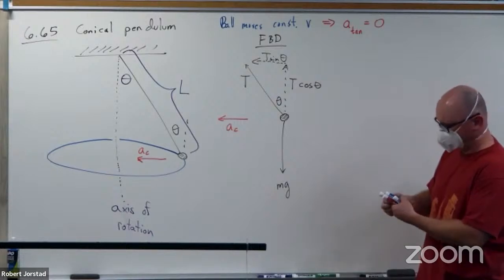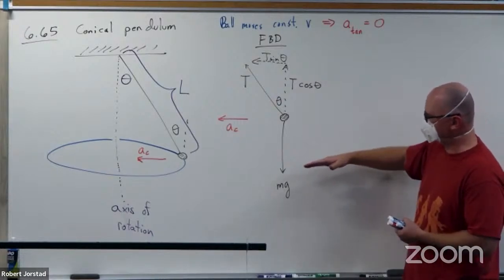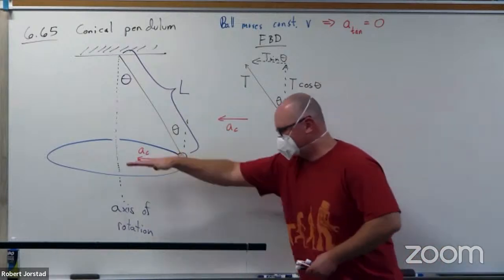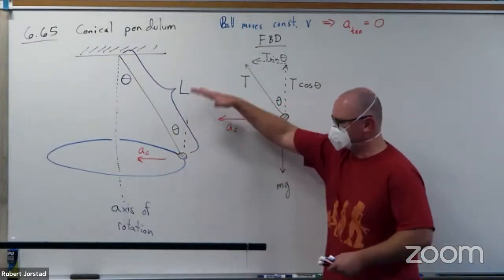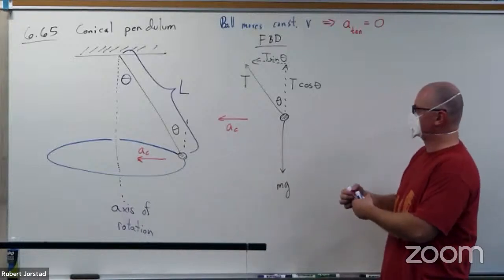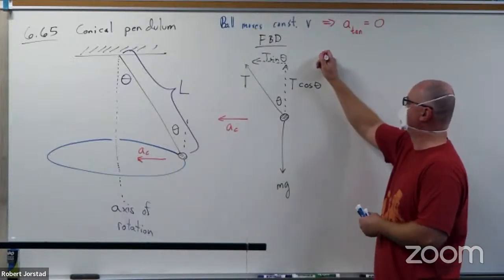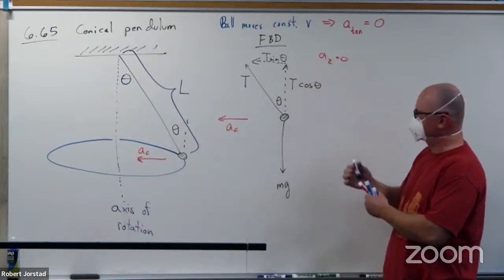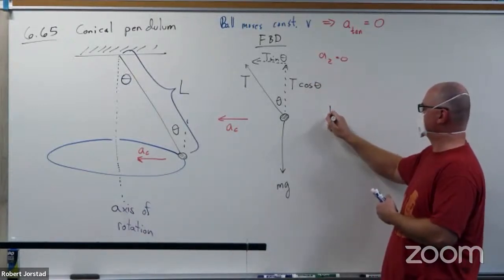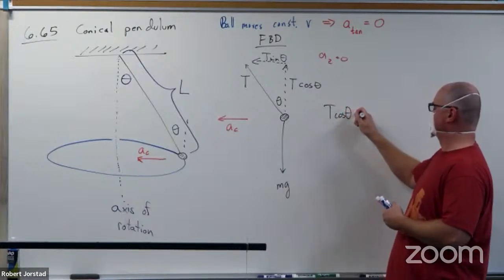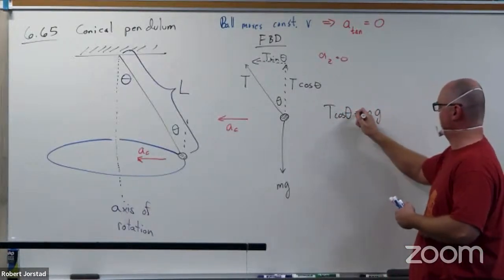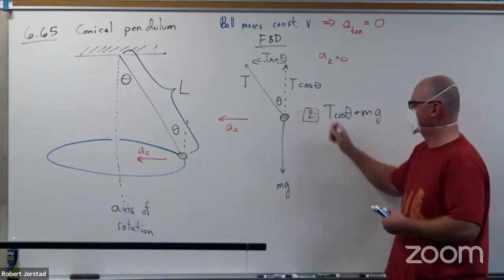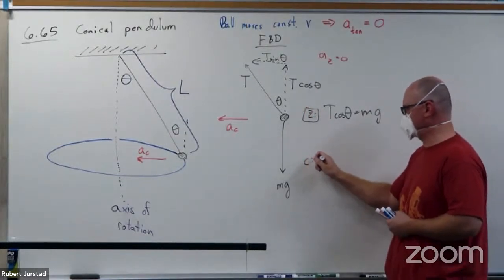Okay, let's do some force equations. Is there any acceleration up and down? Was this ball remaining in a plane? Yes. So what's the acceleration in and out of the plane? 0. So a_z equals 0. What's true about the ups and the downs? Yep, T cos theta equals mg from the z direction. What's true in the centripetal direction?